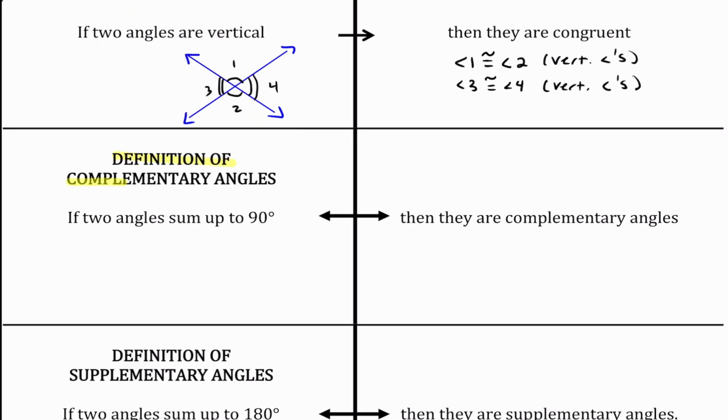Definition of complementary angles. Now, this is a definition, so it's a biconditional. If two angles sum up to 90 degrees, then they are complementary angles, or if they are complementary angles, then two angles sum up to 90 degrees. So, I'm going to provide you some examples of complementary angles. Suppose I have angle A, and the measure of angle A is 20 degrees. And here's angle B. And the measure of angle B is 70 degrees.